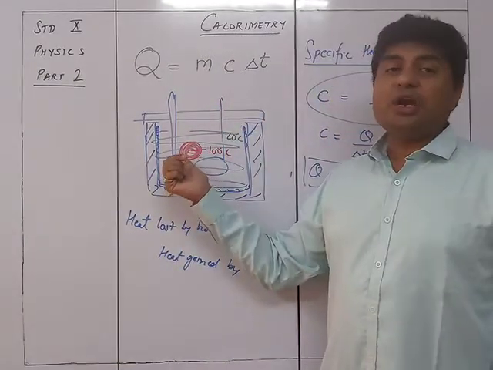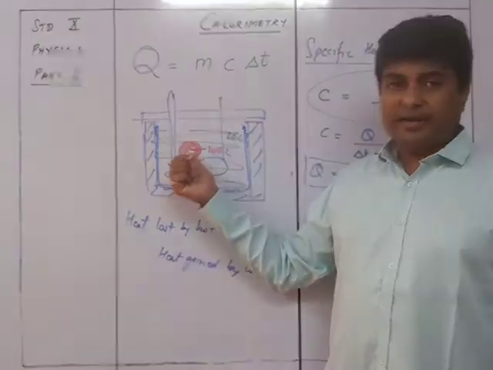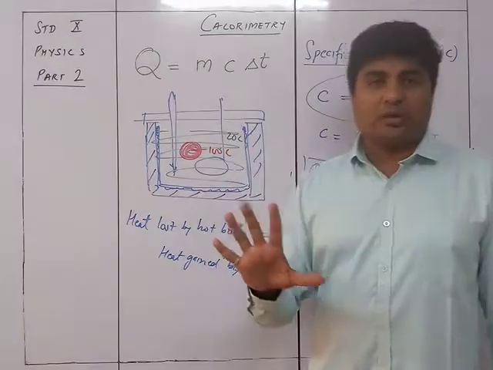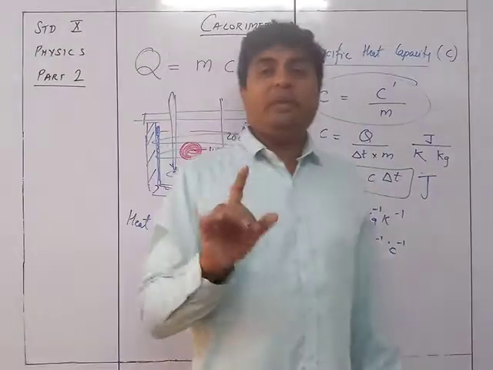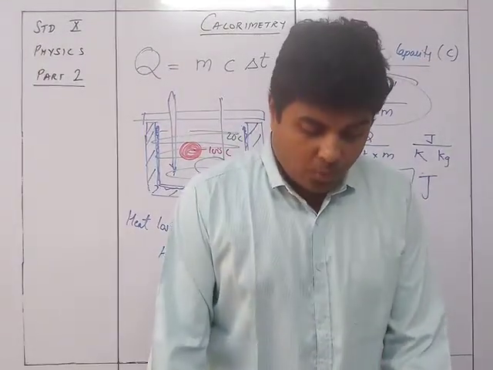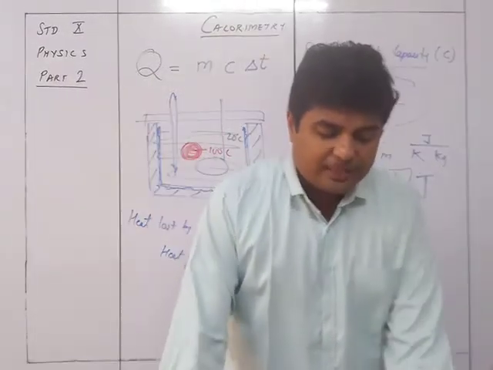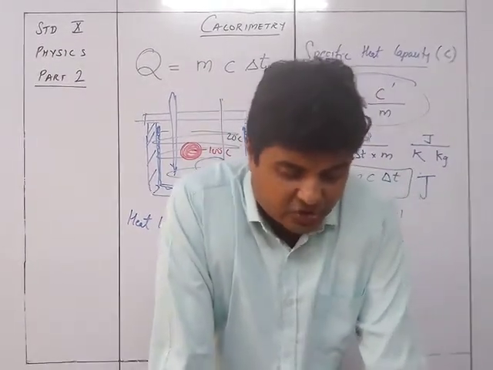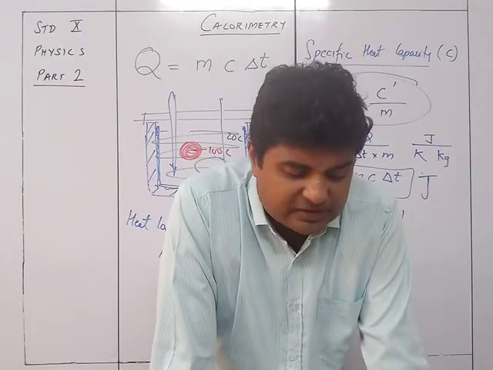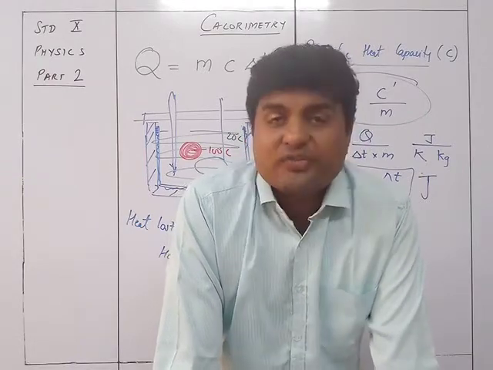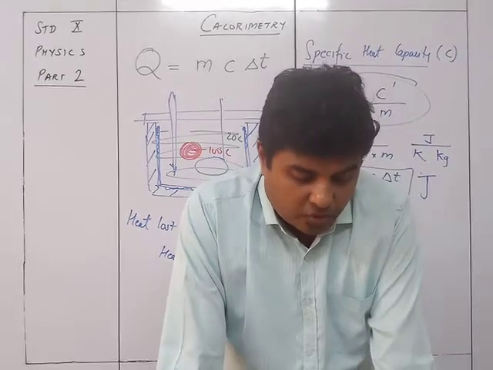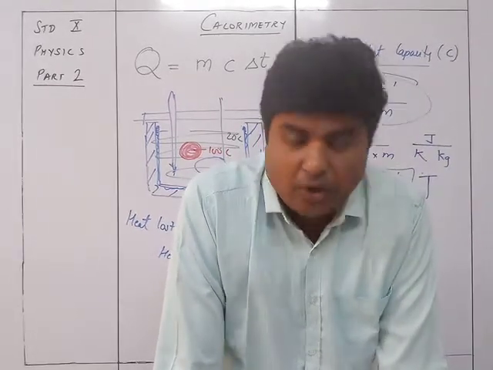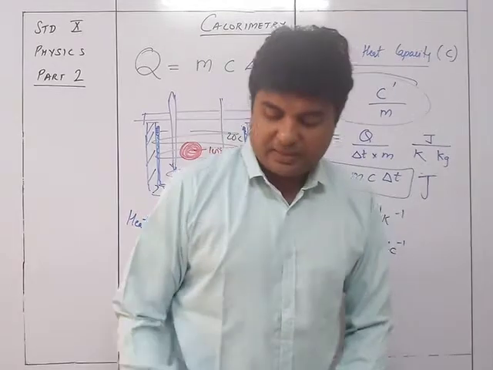Because the heat lost by this hot body will be the heat gained by the water. So heat lost by the iron ball will be equal to the heat gained by the water. Thus this is called the principle of method of mixtures, or principle of calorimetry. This is the principle which is based on the law of conservation of energy. We can consider this as a mathematical model also.